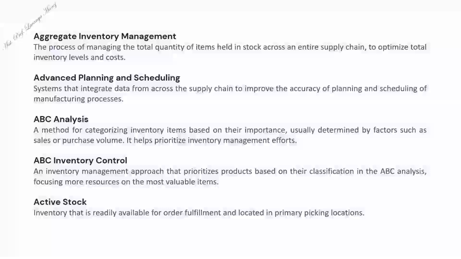Then finally the D category. D category inventory is like the C category. So even if you have more units, more inventory, it doesn't matter, because even if it becomes obsolete inventory, it doesn't cause any huge loss for the company. So finally, active stock is inventory that is readily available for order fulfillment and located in primary picking locations.